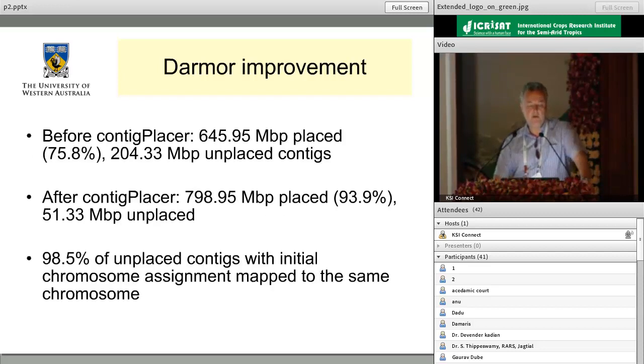98.5% of the unplaced contigs which had an initial chromosome assignment mapped to the same chromosome, but in our case we can actually physically place them on that chromosome. So we improved the assembly substantially. There's just under 94% of the assembly has been placed into pseudomolecules, and we're very confident that these are placed correctly. The remaining unplaced ones, they're relatively small contigs, and there are either no or not enough SNPs on there to be able to place them accurately.